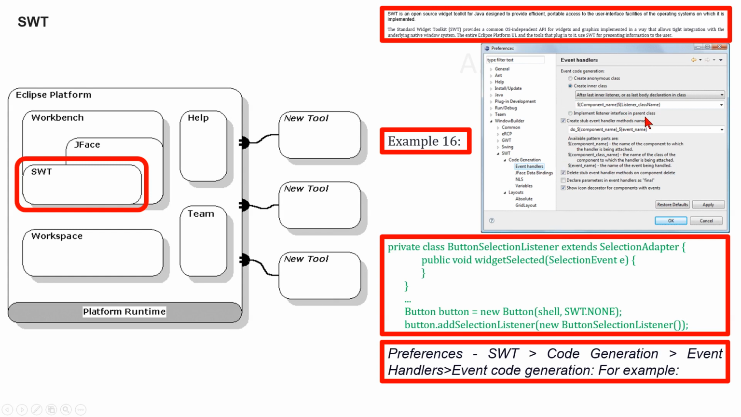third option is implement the listener interface in parent class, adds the listener interface to the parent class and adds the appropriate method to the class definition. Here you can see the example.